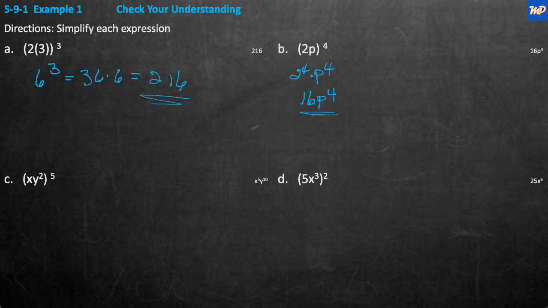Let's go to C. Again, this is exactly like it, it's letters, there's no numbers inside here. It's x times y squared, to the 5th power. Well, we're going to treat them like we did the 2 times p to the 4th power. The x is going to be on its own, the y is going to be on its own. Because we have to do what's inside the parentheses first, we're going to say x to the 5th times y squared raised to the 5th power.